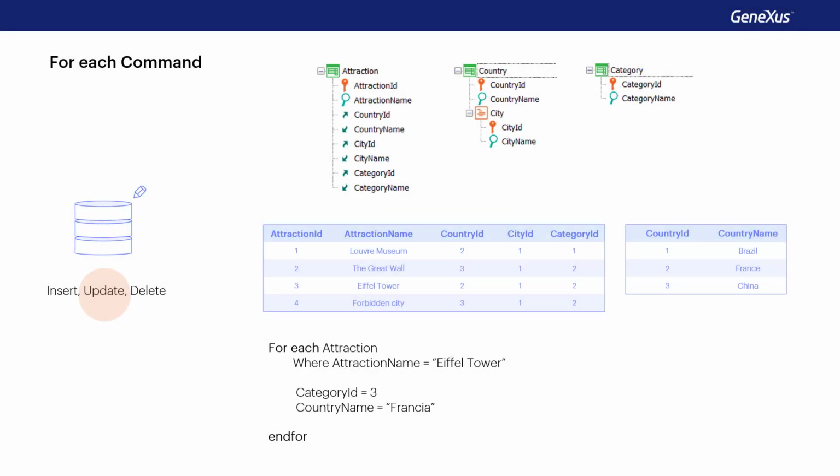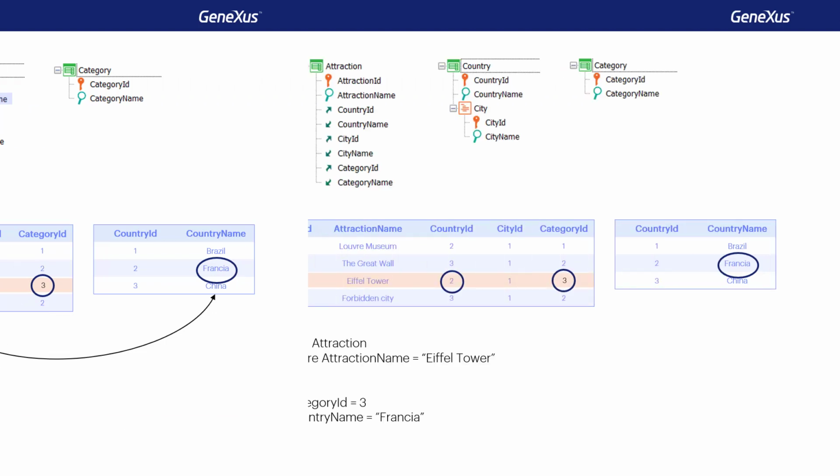For example, we could modify the name of the country. Writing it in Spanish, we see that in the table it's in English. Then the for each is positioned in the attraction name record Eiffel Tower and modifies its category ID attribute, and accesses the related country record by the extended table, and in it modifies its country name attribute, placing Francia in Spanish.